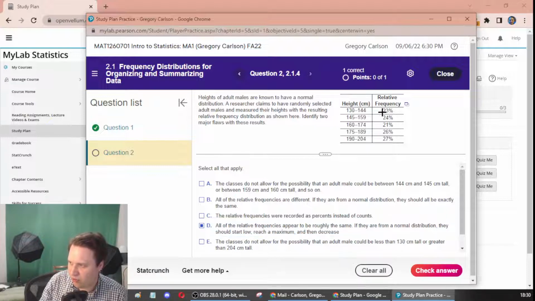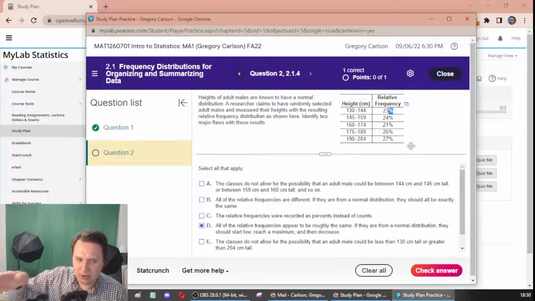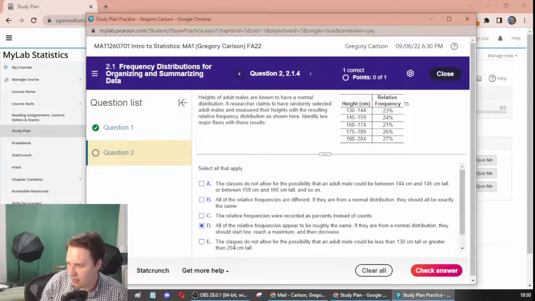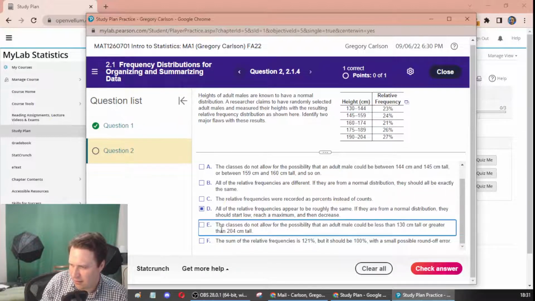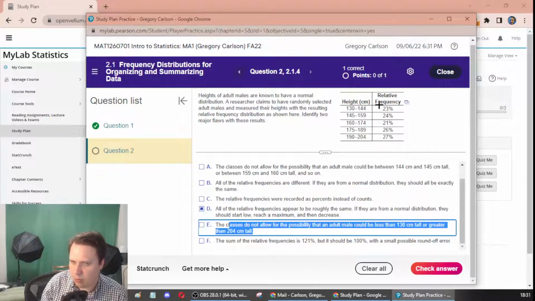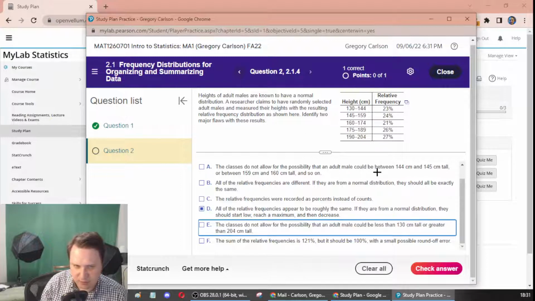If it was a bell curve, we should have low, medium, high, medium, low. You know, like the bell curve with the tails. So I think D is probably okay. The classes do not allow the possibility that an adult could be less than 130 or greater than 204. I suppose, but that doesn't feel right to me. Again, if there were data that was less than 130 or more than 204, you would just add that to your table, you know. So we'll assume that they did that.